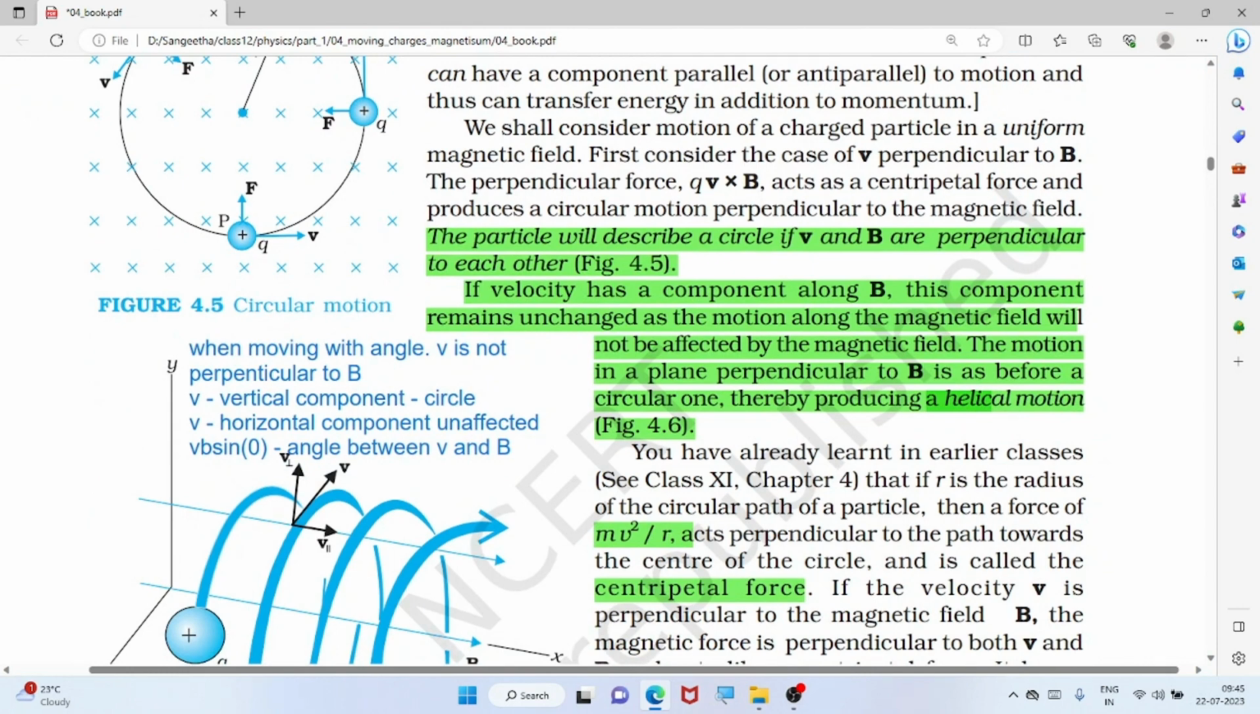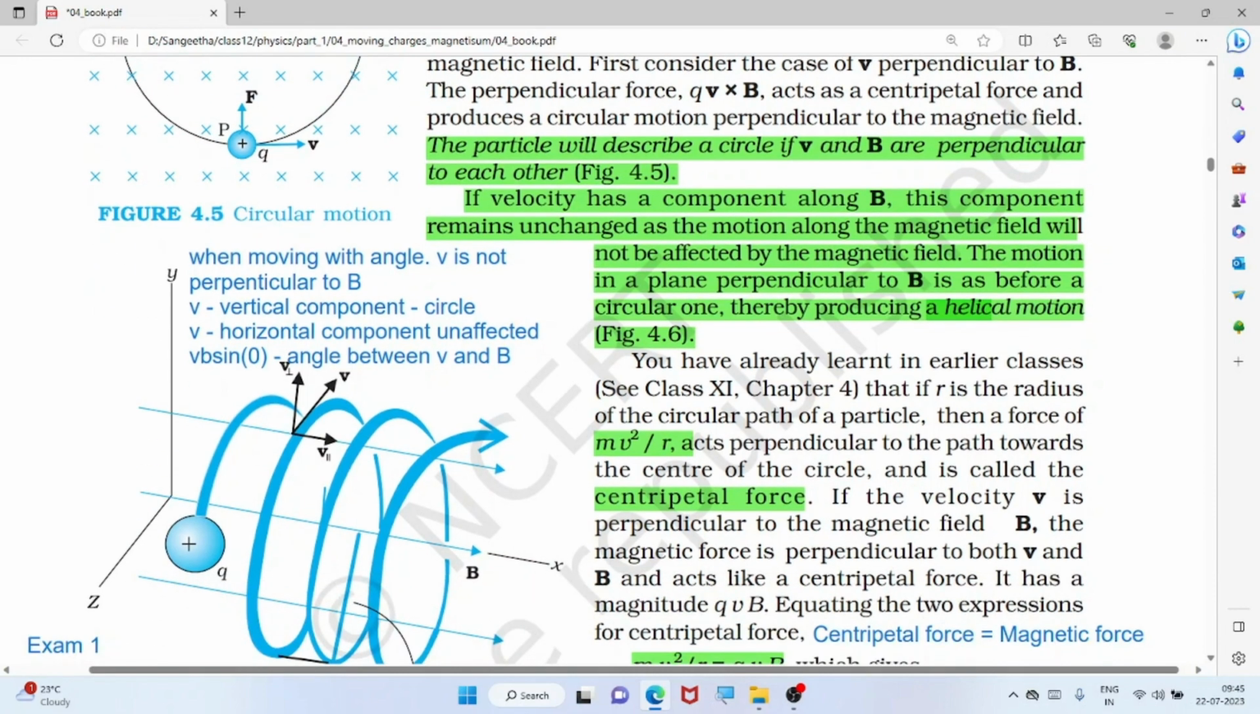The particle will describe a path where V is perpendicular to the other. Now what happens if the charge moves in a direction like this? It has a vertical component and a horizontal component. It has a component along B, that is the horizontal component. The component remains unchanged because theta is 0.